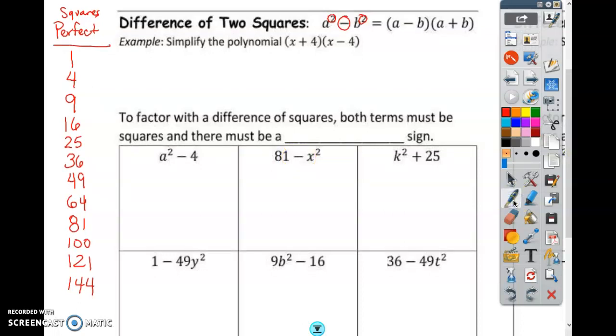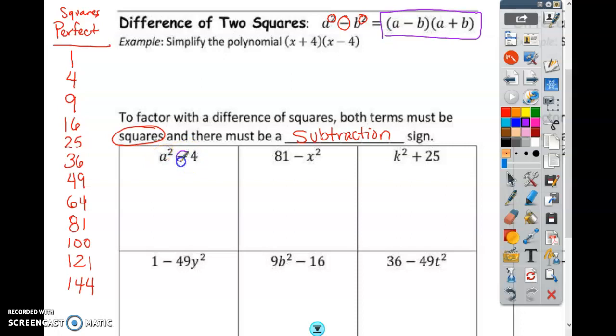So it says to factor with difference of squares. Both terms must be squares. They have to be squares, and they must have a subtraction sign. Okay? So here's what the final answer is going to look like. I'm going to practice some with you, and then you're going to do some by yourself.